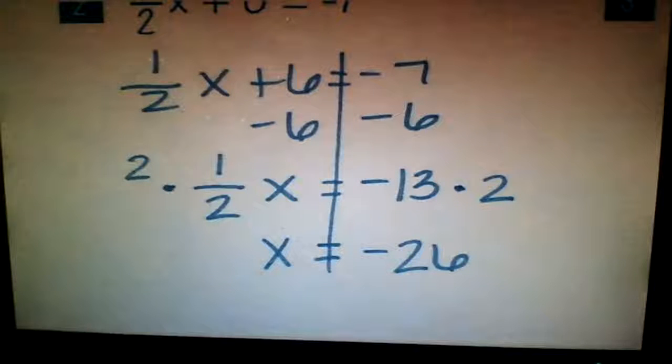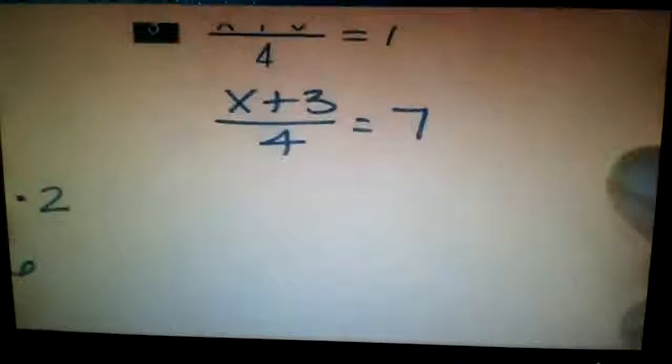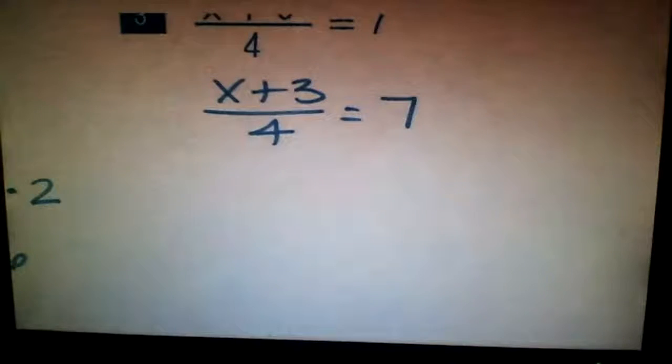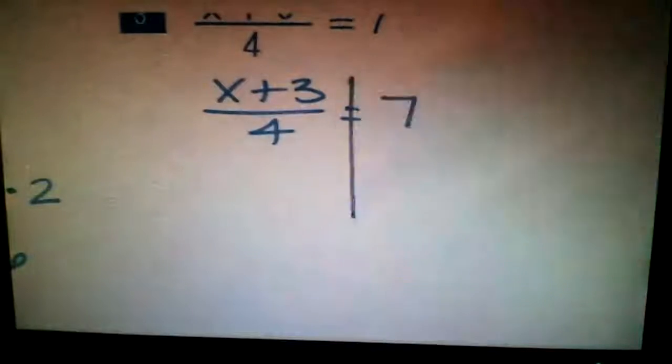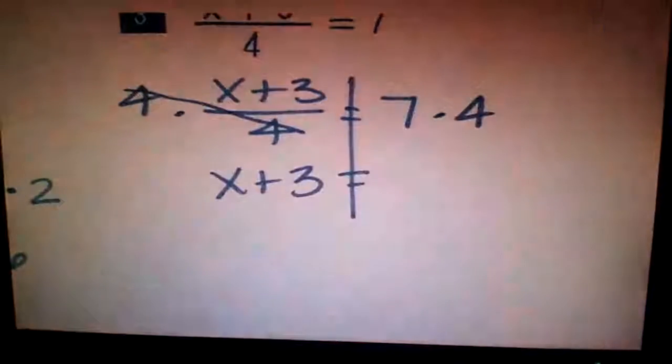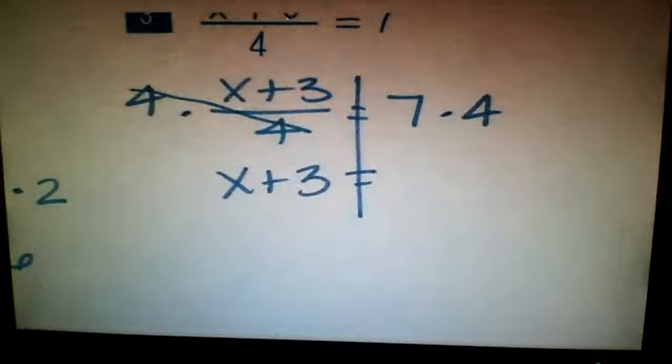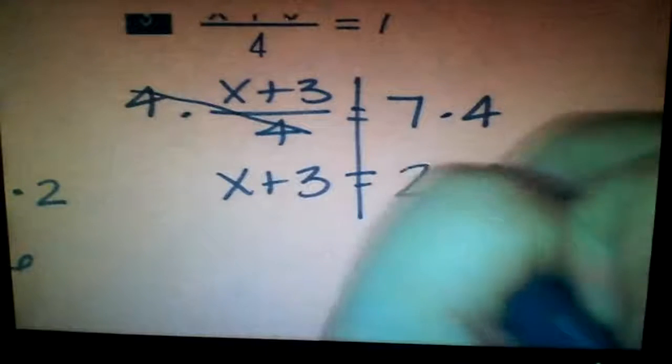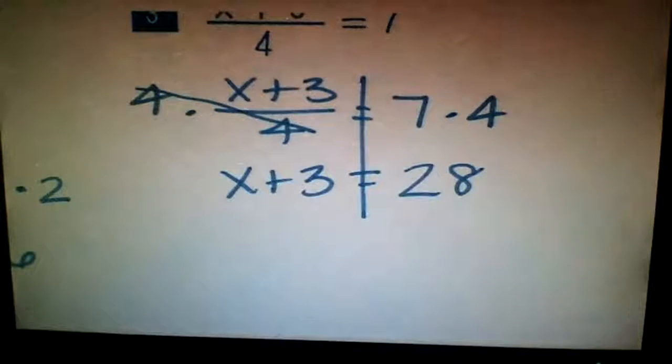Questions on number 2? Okay, number 3. Multiply first. So that x plus 3 is at the top all by itself. So let's get rid of the bottom. We're dividing by 4, so to move it, I need to multiply by 4. So these cancel. X plus 3 equals 28. And then minus 3. 7 times 4 is 28.